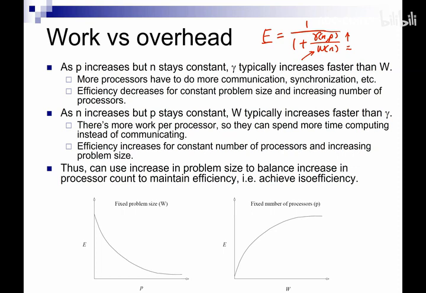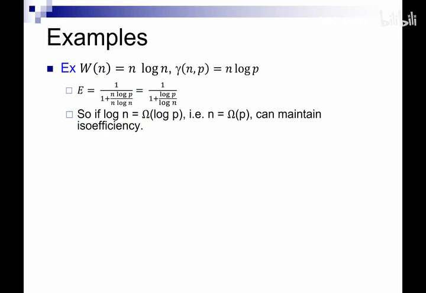So now let's do some actual examples for this. Suppose we have a problem where the amount of work as a function of problem size is equal to n times log n, and the overhead is going to be n times log p. So this is our assumption for the problem. Then what we see is that the efficiency is going to be equal to 1 over 1 plus the overhead divided by the work. If you simplify that, you get this expression.